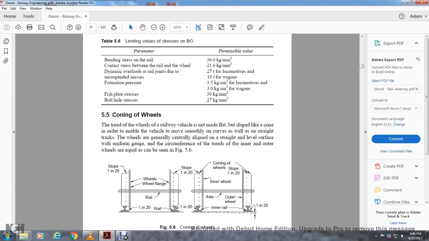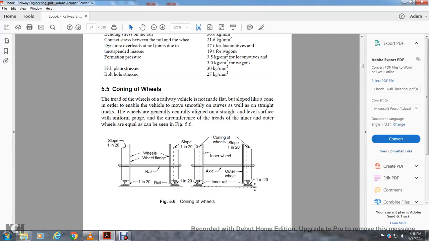5.5, Coning of the wheels. The tread of the wheels of railways is not made flat, but sloped in a cone in order to enable the vehicle to move smoothly on the curves as well. On a track, the wheels are generally centrally aligned with the straight and level track, with uniform gauge, so the circumference of the tread of the inner and outer wheels is equal. It can be seen in Figure 5.6.